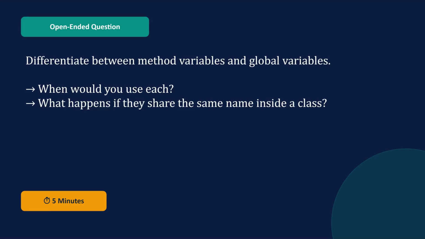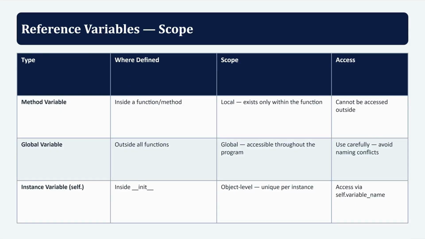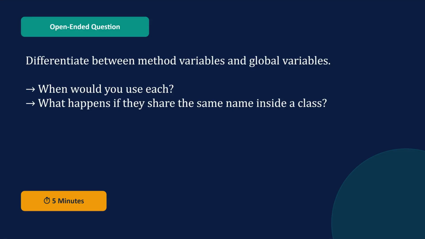Here's an open-ended question. Differentiate between method variables and global variables. So here we can go back. When would you use a method variable and when would you use a global variable? Well, method variables would be used in situations where you need something specific to only the function. And global variables is when you need something that can be accessed throughout the entire program. If they share the same name inside of a class, then there will be some naming errors within the program.